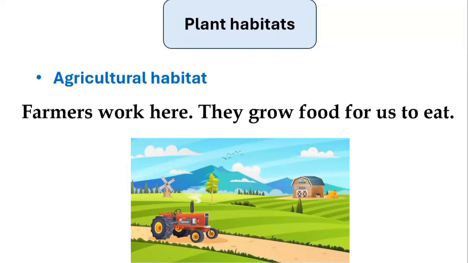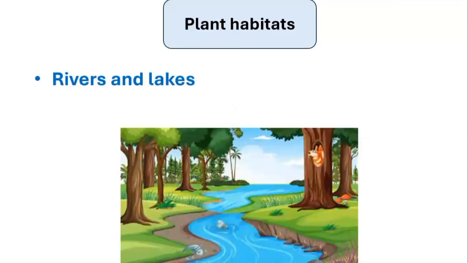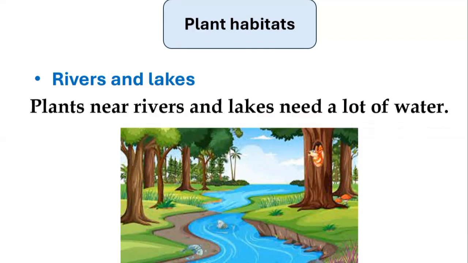Next, the next habitat is rivers and lakes. Plants near rivers and lakes need a lot of water to grow. So rivers and lakes, this is the second kind of habitat.